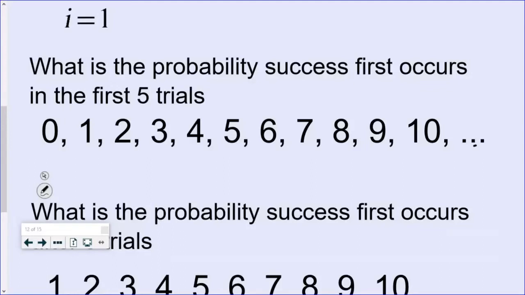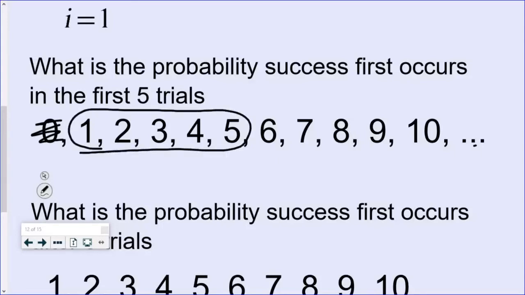So see where our numbers, I've got 0 through 10 here, but really I can't have success on the 0 trial. There's no such thing. I actually have to try it at least once. And I want success in the first 5. So that's going to be in our first 5. I've circled more than one number. Like I said, circle, I go to CDF.